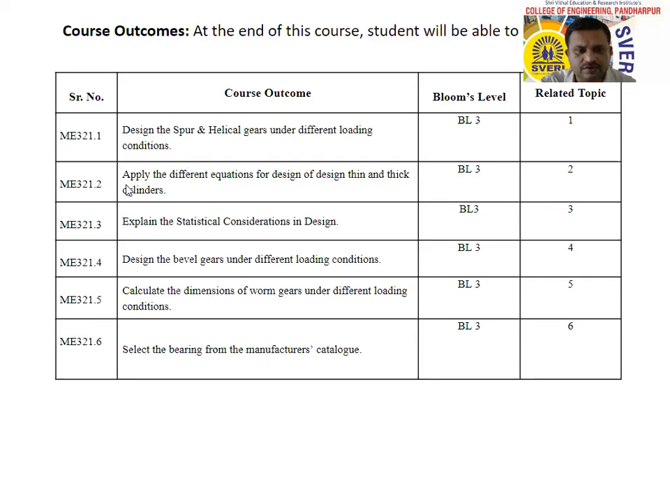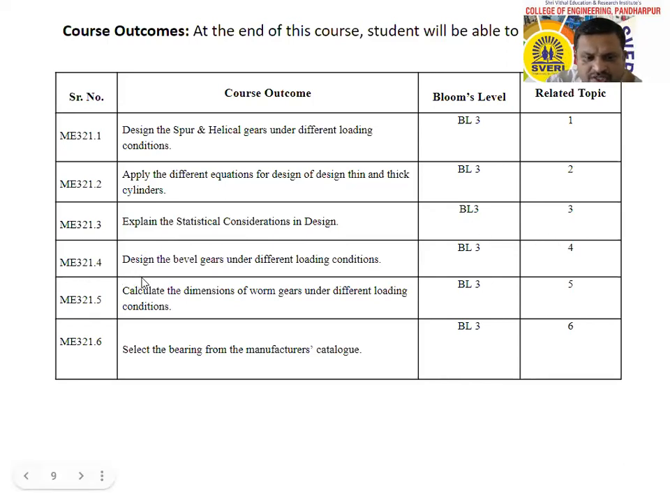Second CO, apply the different equations for design of thin and thick cylinders. Here the word design is there. Bloom's level 3, related topic 2nd. Then third CO, explain the statistical considerations in design. It also consists of problems. Therefore, this is BL3, third Bloom's level, related topic 3.